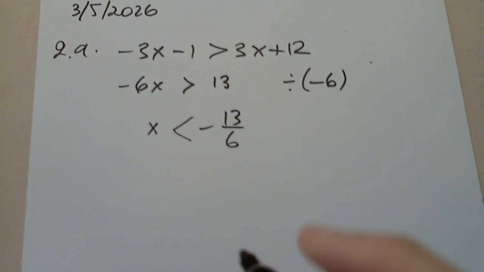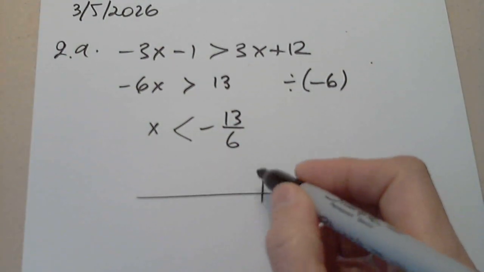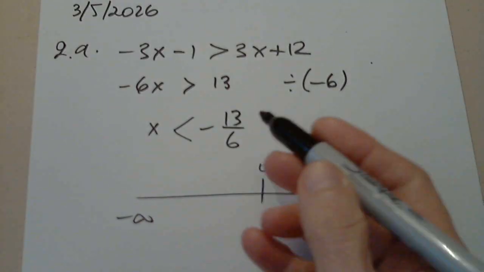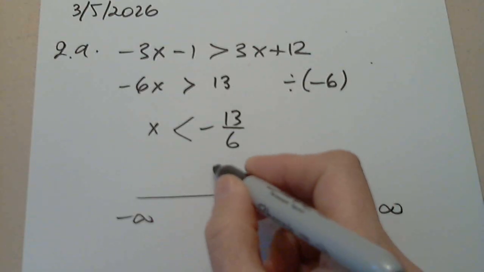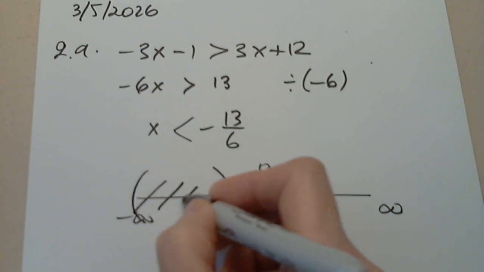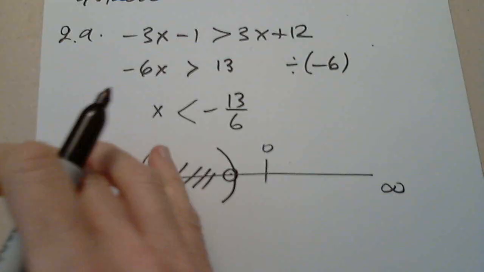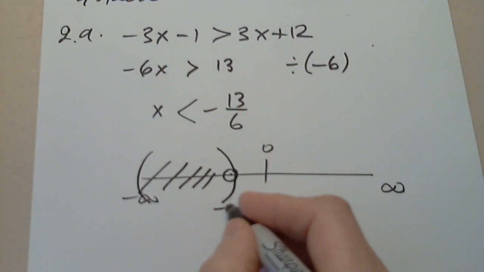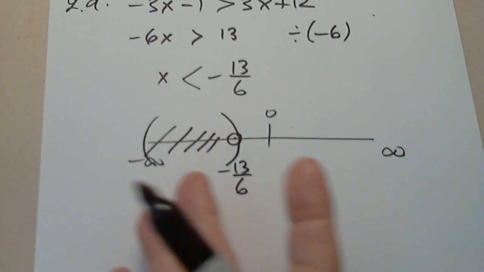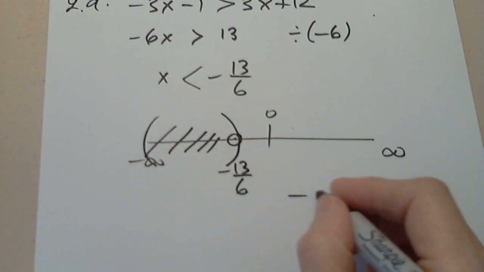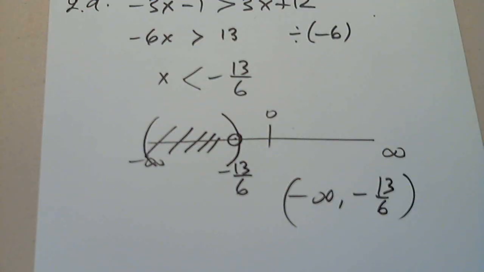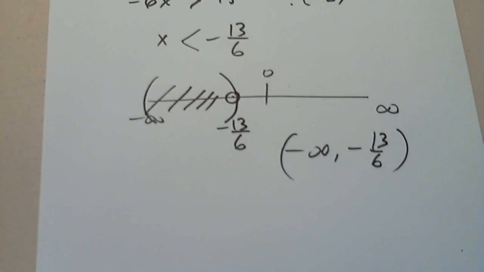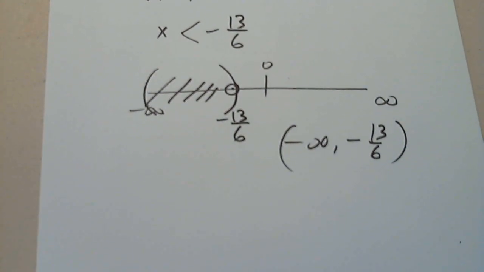Okay, in that case, when I graph it, if I'm asked to graph, negative 13 sixths is somewhere here. It's an open point or parentheses, less than, from negative infinity to negative 13 sixths. In interval notation, it's just this: negative infinity, negative 13 sixths. And that's it. Any questions on 2A?